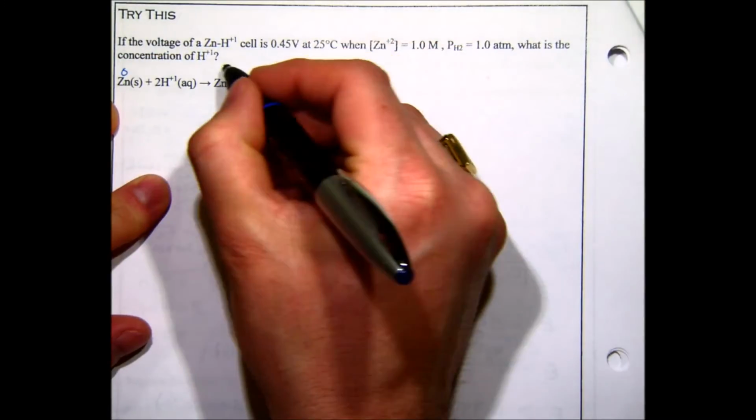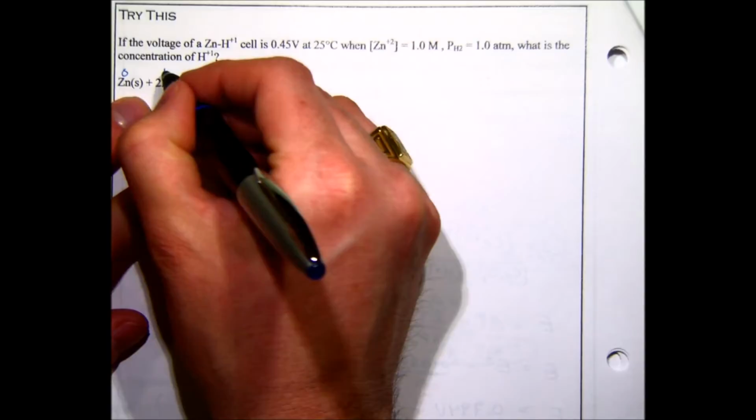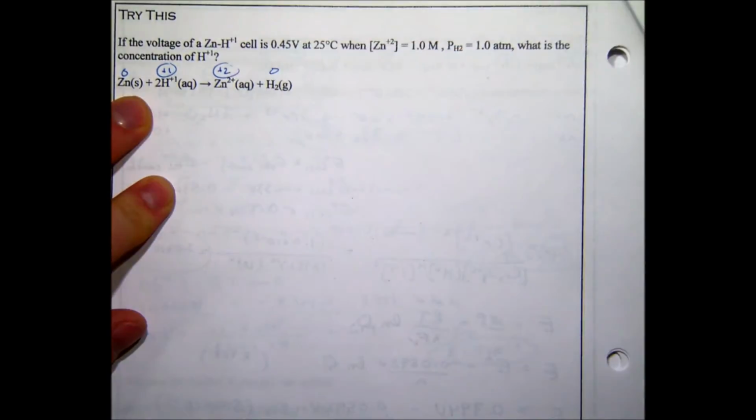So if the voltage of a zinc hydrogen cell is 0.45 at 25 degrees Celsius, when zinc is 1 mole per liter and the pressure of hydrogen is 1 atmosphere, what is the concentration of H+? So we have our equation. We have 0 plus 2, do our oxidation states, plus 1 and 0.